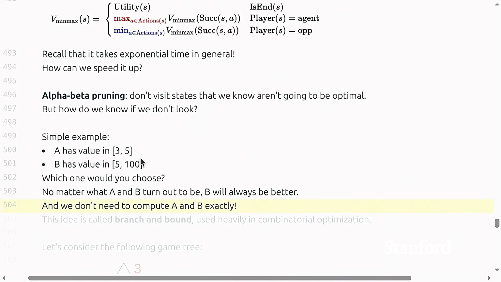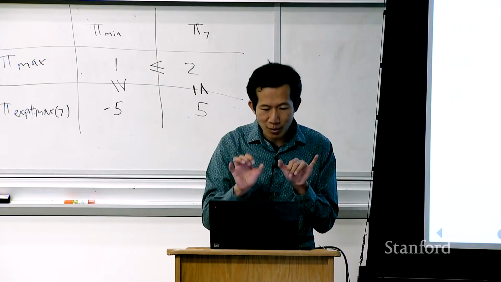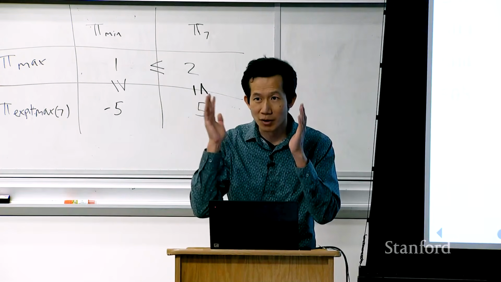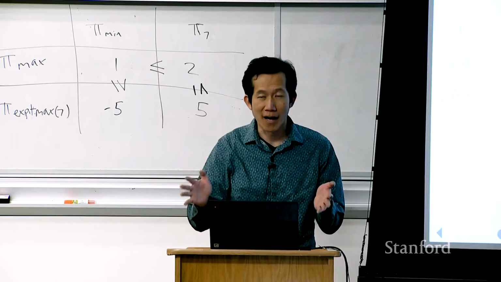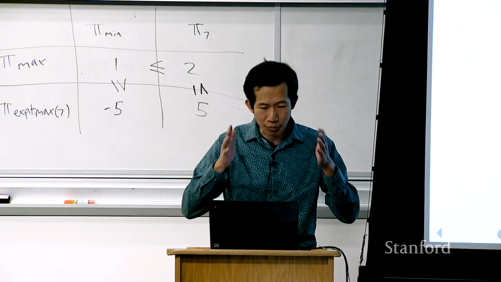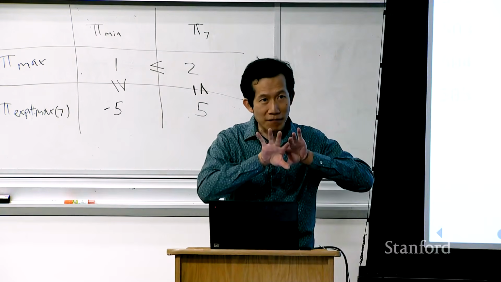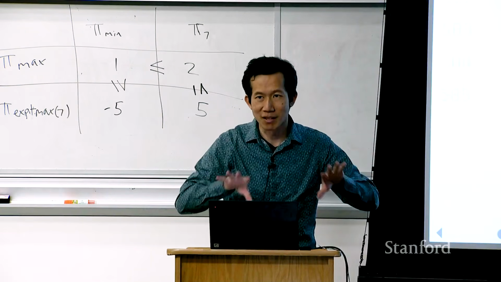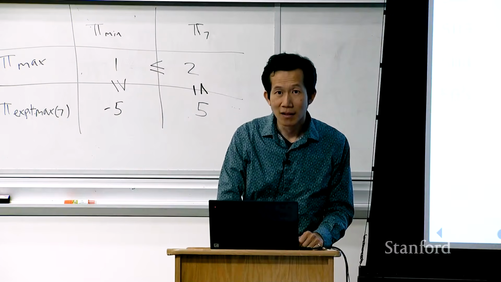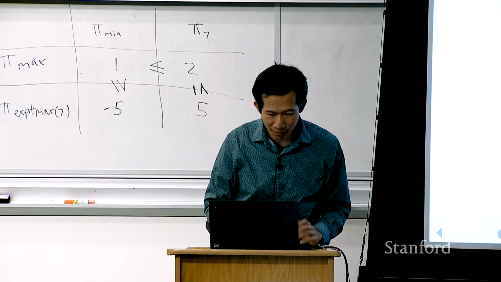So there's this idea called branch and bound, which is a general principle used in combinatorial optimization. It says you maintain some intervals that keep track of where particular values might lie, and then you can prune out things where you have an interval that is strictly larger than some other interval. Okay, so here is an example.